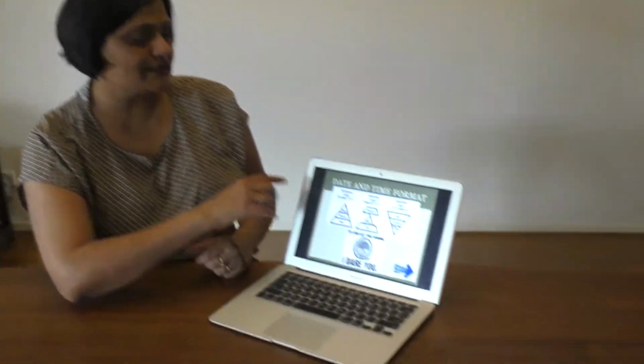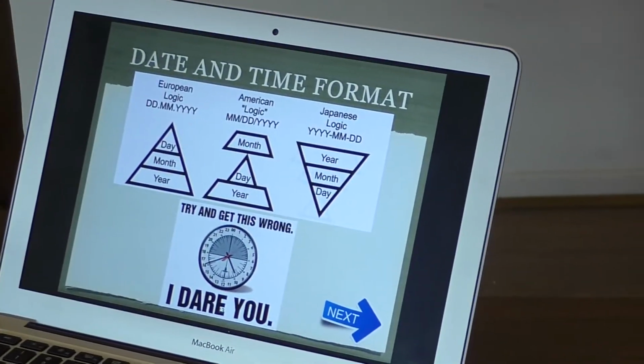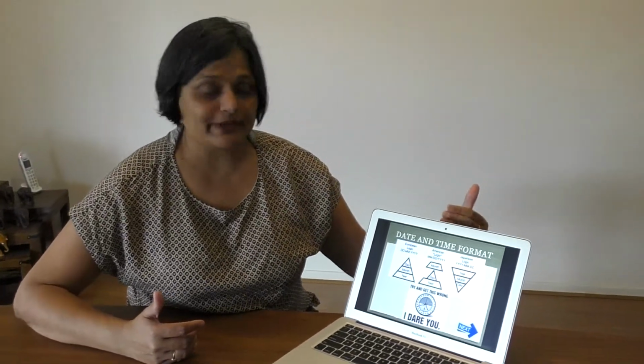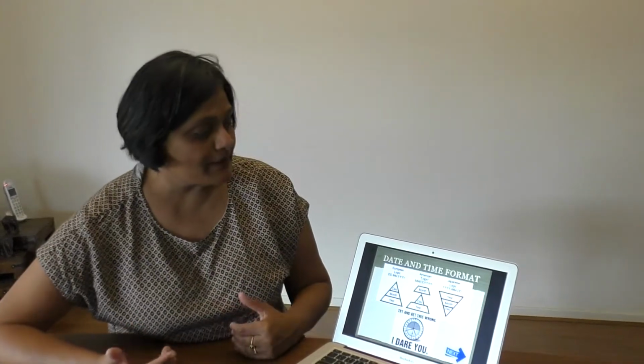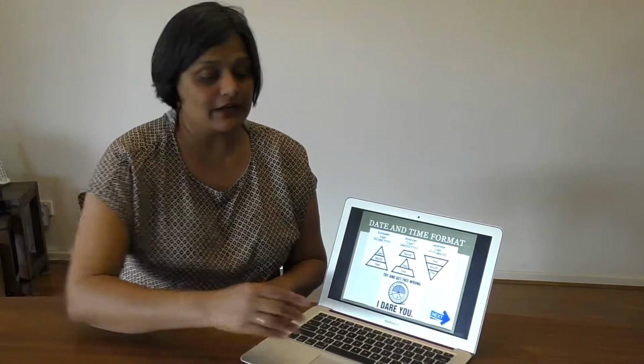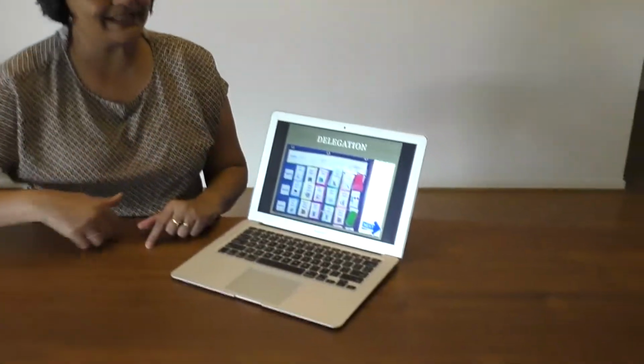It is also important to put date and time in a consistent format, which is mentioned in your SOP, because different regions have different formats. The European region uses day, month and year format. The American region uses month, day and year format. And the Japanese region uses year, month and day. So it is very important that each and everyone on a site follows the date and time format consistently, 24-hour time or 12-hour clock format.